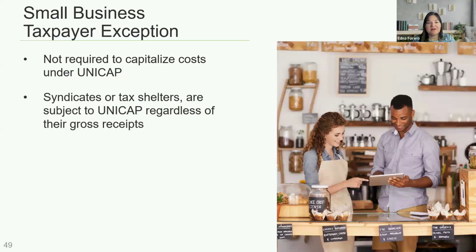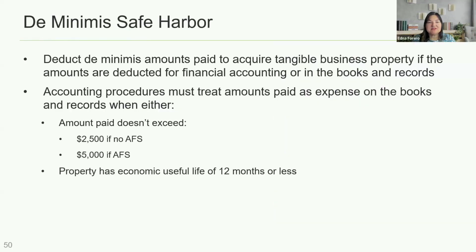All right, so next up is the de minimis safe harbor. So we talked about whether or not moving forward, a client might want to capitalize those costs or whether they have to. But the de minimis amounts that are paid to acquire personal property or tangible business property in this case will need to be deducted on their books and records if it's treated as an expense, and doesn't exceed more than $2,500 if they don't have an AFS, or an accounting financial system, or $5,000 if they have one.